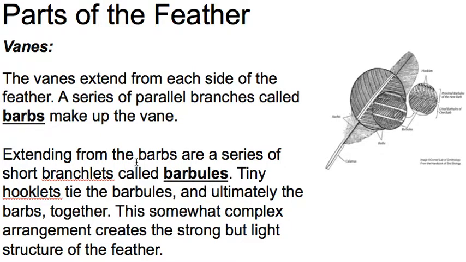Veins are what extend from each side of the feather. They're a series of parallel branches called barbs that make up the vein. Extending from the barbs are a series of short branchlets called barbules, and then there's tiny hooklets that tie the barbules together, and ultimately the barbs together. It's a somewhat complex arrangement that ends up creating a very strong and lightweight structure to the feather.